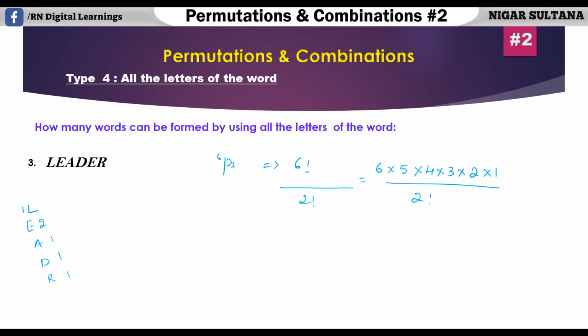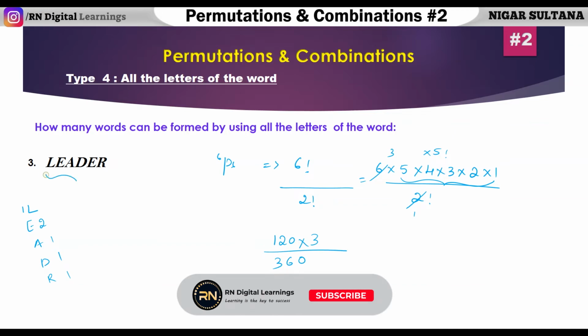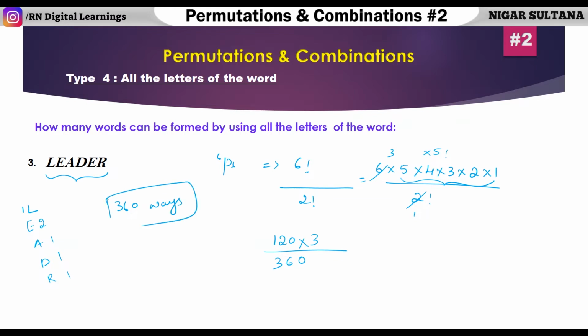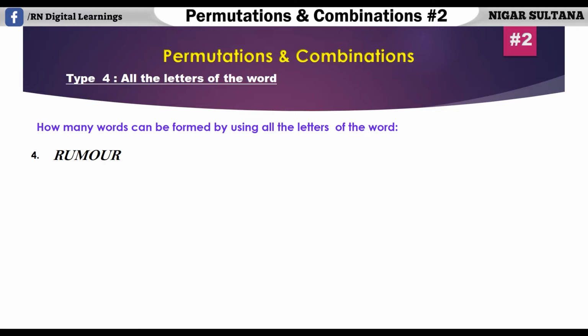Now this can be written as 1 by 2, this is 3 by 1. So this part is my 5 factorial, isn't it? What is 5 factorial? 5 factorial is 120. So 3 is left there, 3 into 120 is 360. So the word leader can be written in 360 ways. I hope you have understood the concept: when we have a word, how many ways its letters can be arranged. If you have any doubt, please comment in the comment section.